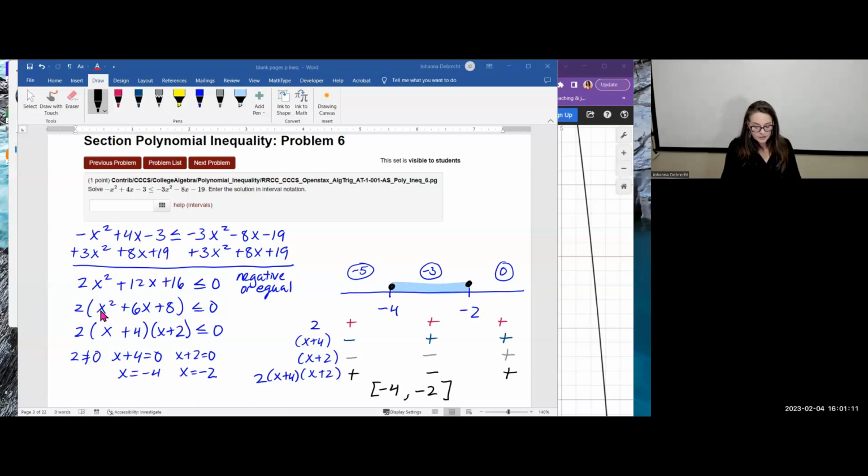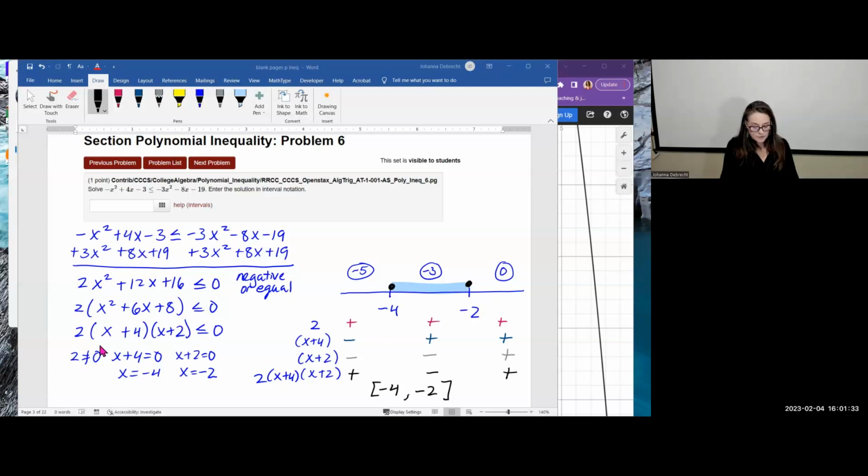Now, the next thing I can do is factor the resulting trinomial x squared plus 6x plus 8 as x plus 4 times x plus 2. Now, this is all less than or equal to 0, which means negative or equal. That means we'll use square brackets and solid circles, filled in dots.